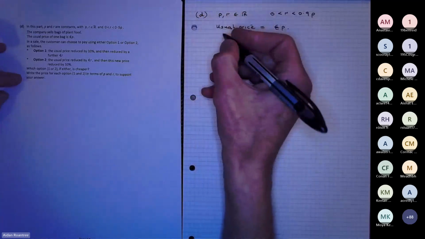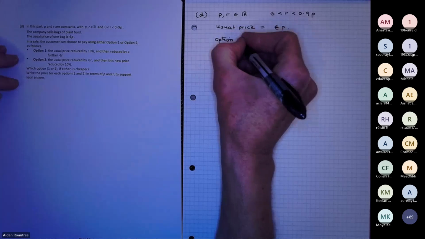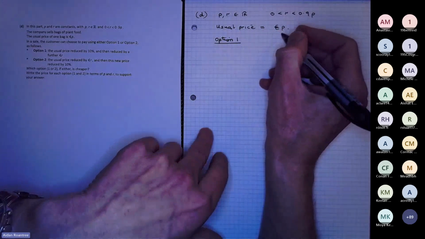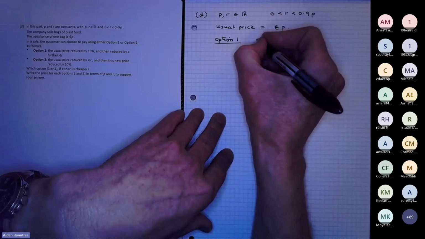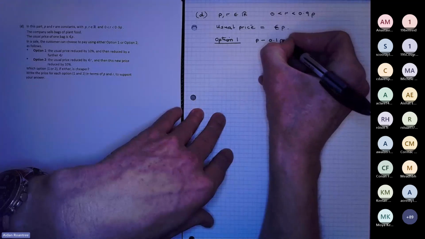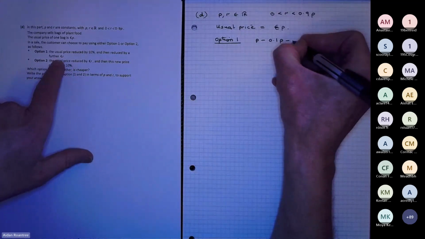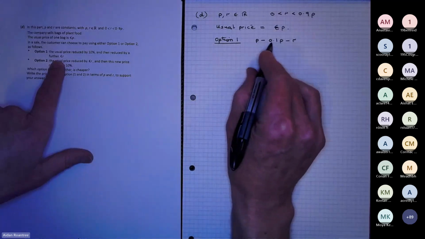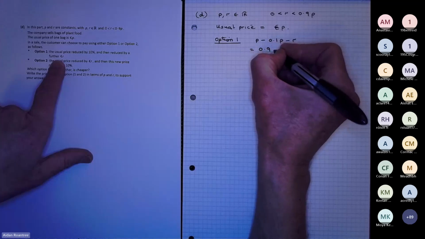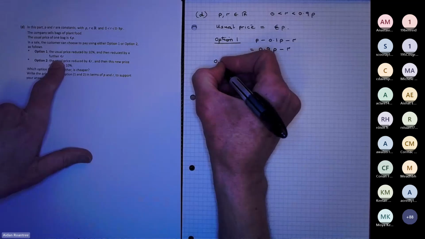Okay, and write the answer for each one in terms of P and R. So option 1 is that you reduce this by 10%. Now 10% is 0.1, so the price will be P minus 0.1p, because that's 10% of p, and then reduced by a further r. Now, 1p minus 0.1p, that's going to be 0.9p minus r.